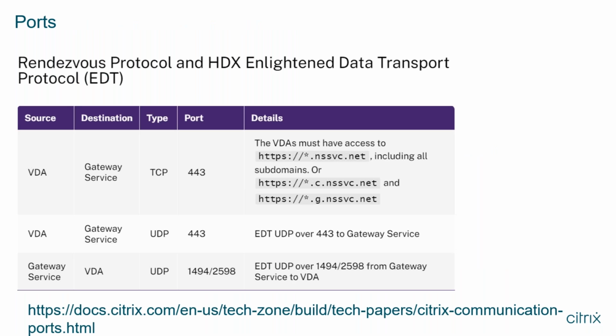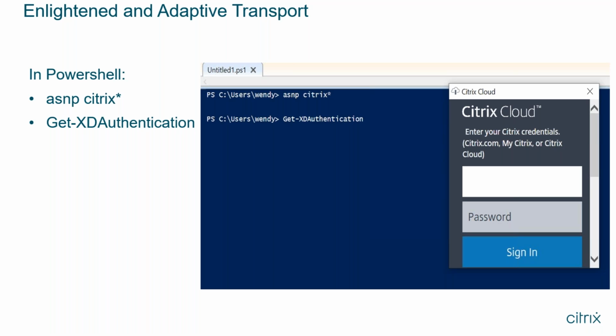I also pulled this document and put the detail in the link below to talk about what Rendezvous and EDT need. I just thought it would be handy for people to have. So again, we've got UDP 1494, 2598, as well as 443. So let's look at how we set it up.